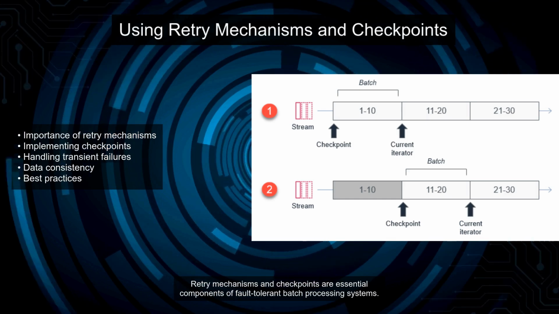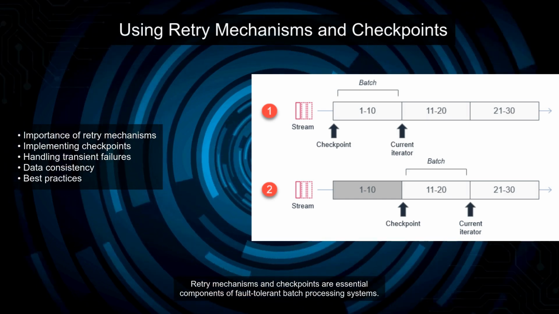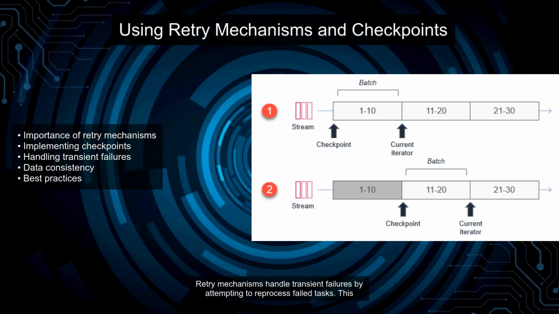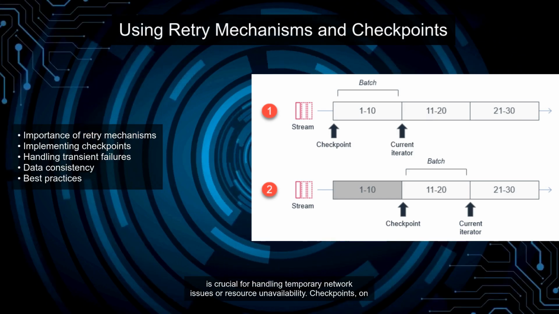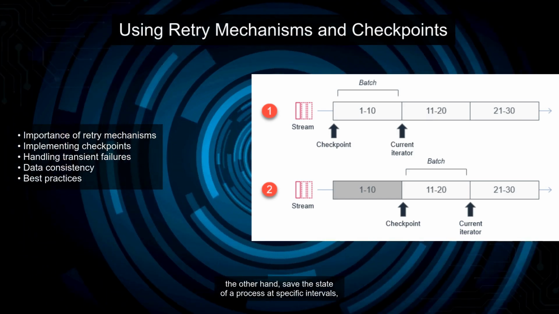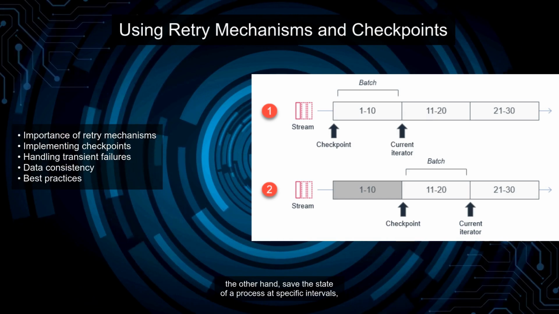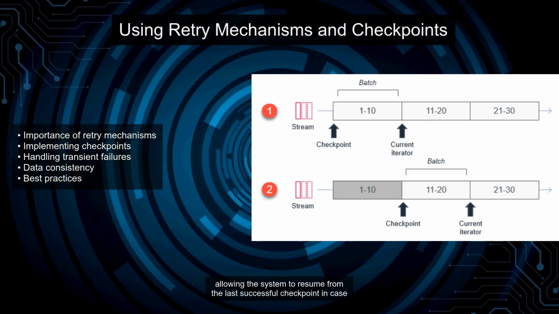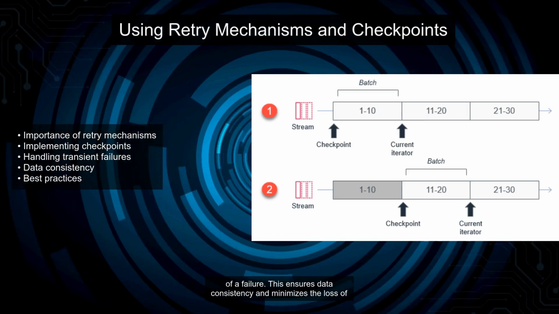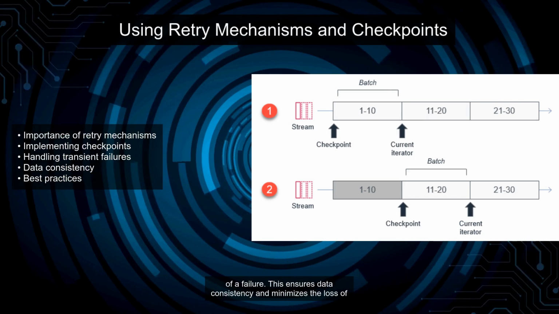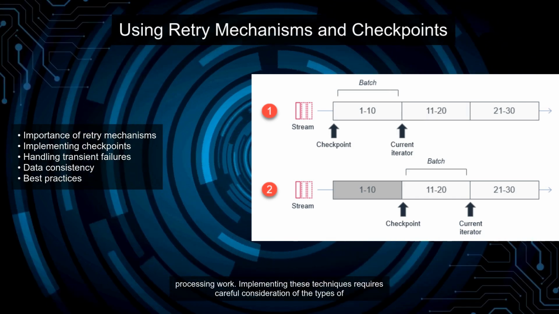Retry mechanisms and checkpoints are essential components of fault-tolerant batch processing systems. Retry mechanisms handle transient failures by attempting to reprocess failed tasks. This is crucial for handling temporary network issues or resource unavailability. Checkpoints, on the other hand, save the state of a process at specific intervals, allowing the system to resume from the last successful checkpoint in case of a failure. This ensures data consistency and minimizes the loss of processing work.